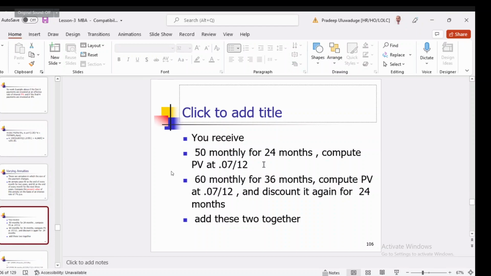Then 60 monthly for 36 months, for the balance 3 years. Compute the present value at 7% divided by 12, and discount it again for 24 months. Because you calculate the present value from now, this value is as of after 24 months, that is 2 years from today. So to compensate for that, you discount it for 24 months and add these two figures together, and you get the value.